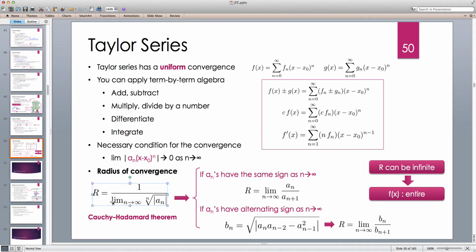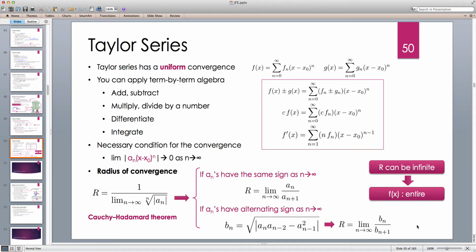And this is called the Cauchy-Hadamard theorem, that tells us the radius of convergence for a power series of the form the sum of an times (x minus x0) to the power of n. If the an's have the same sign as n goes to infinity, they don't oscillate or change sign, then r is equal to the limit of an over an plus 1, the ratio of two consecutive terms. We take that limit. If the an's have alternating sign as n goes to infinity, we can define a new sequence bn, which is the square root of an minus 2 times an minus 1 squared, right? And then r becomes the limit of bn over bn plus 1 when n goes to infinity.